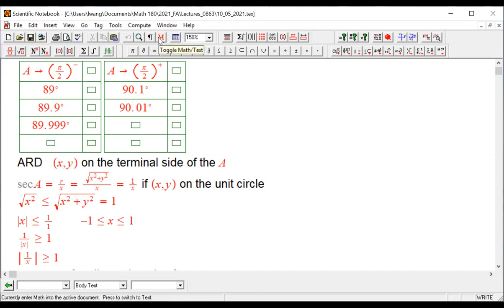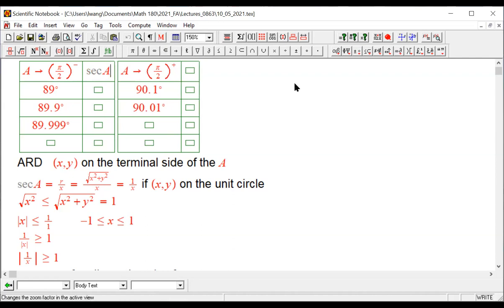So this second column will be secant A. You're going to look at those ratios, then you will draw your conclusion.